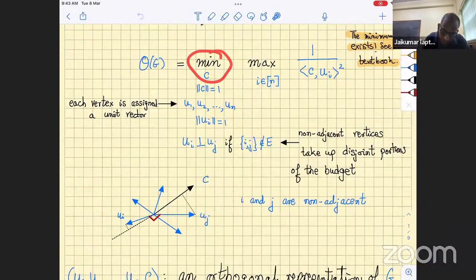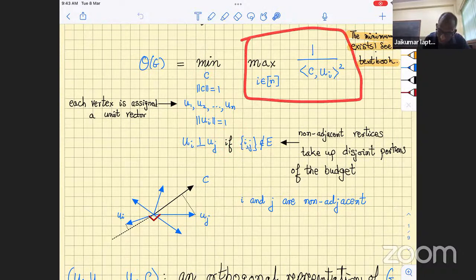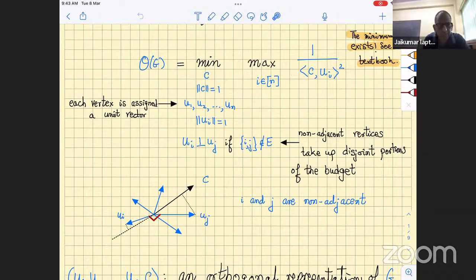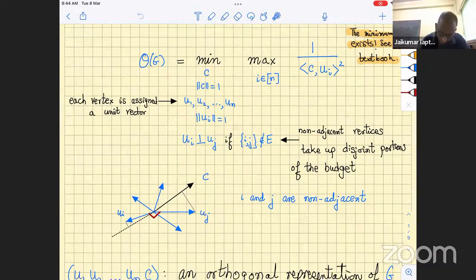So if I show you one particular orthogonal representation and it achieves a certain objective function value, then whatever it achieves is an upper bound on the theta function, because we were doing minimization. So even if we demonstrate one choice of U's and C, we will have placed an upper bound on theta G. Maybe somebody else can come up with a better choice of U and C.